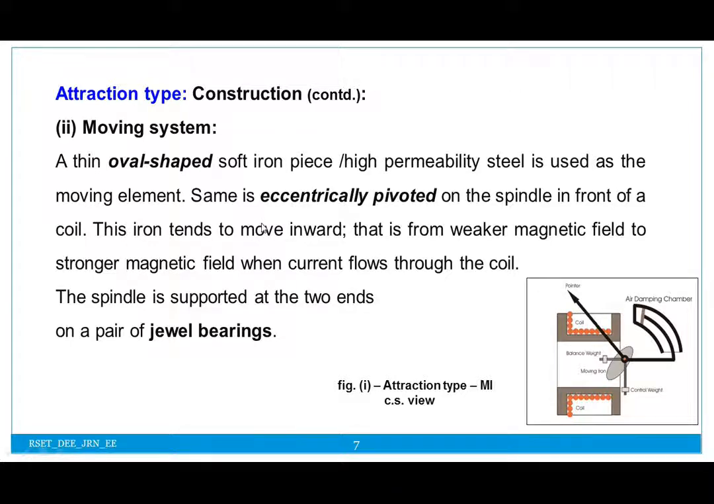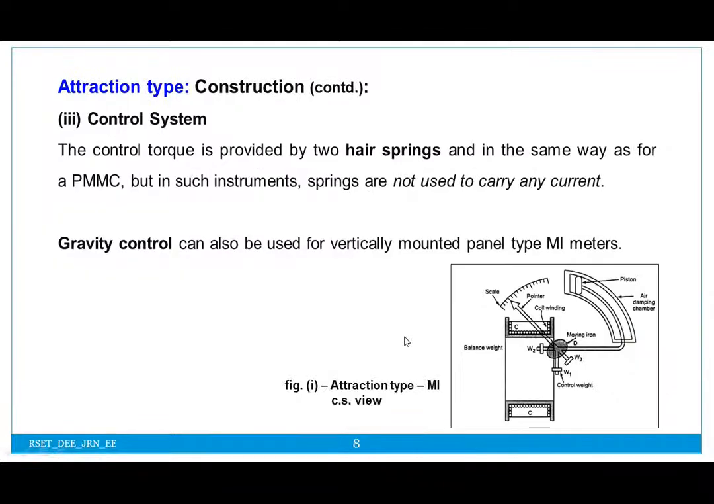This iron tends to move inward, from weaker magnetic field to stronger magnetic field when current flows through the coil. The spindle is supported at two ends on a pair of jewel bearings. We'll see it later. Now the control system, the control torque can be provided either by springs or by gravity control. You are having spring control as well as gravity control.